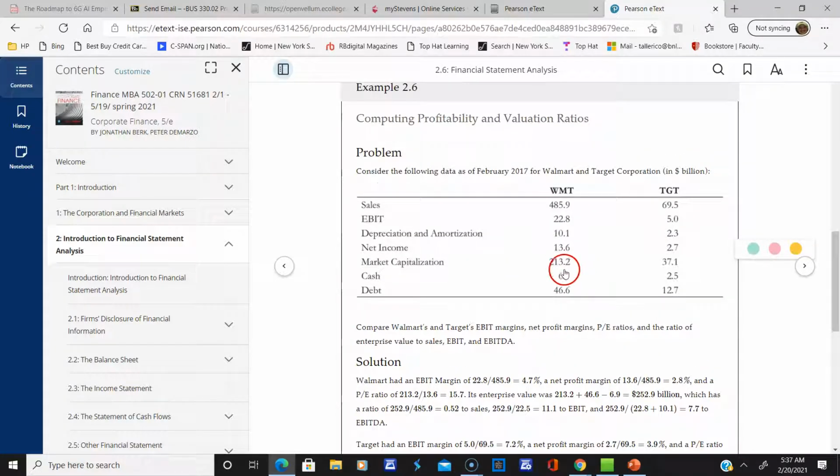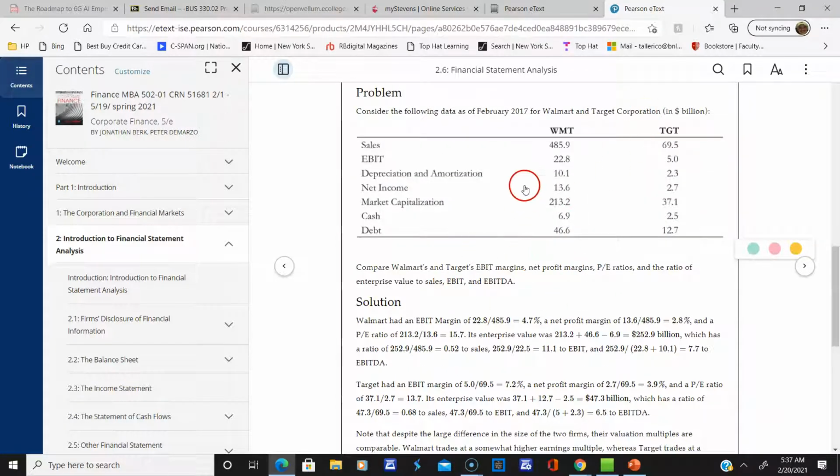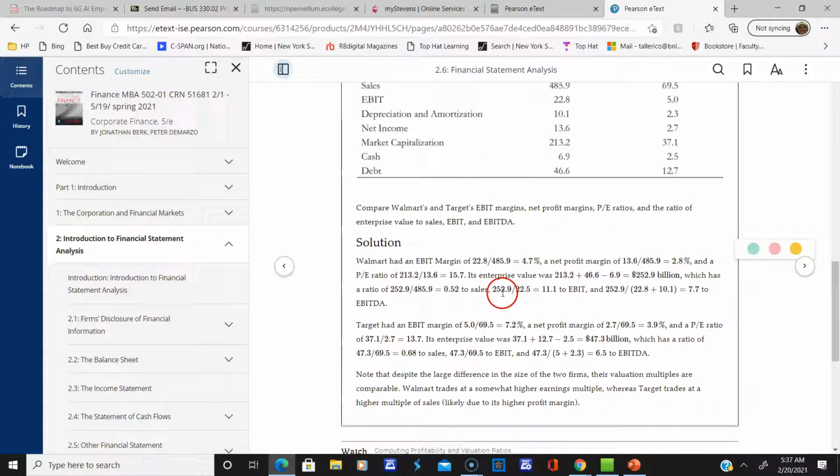All right, so here's an example for computing. This is a nice example, so please go over this. If you have any questions, email me. And they go through this really nicely with all these numbers and everything.